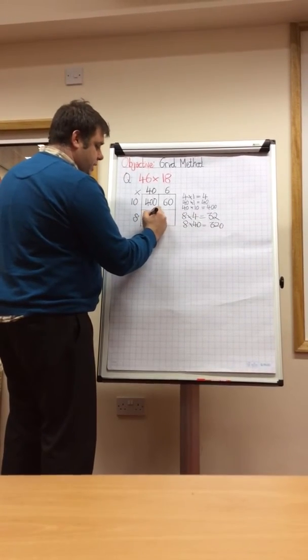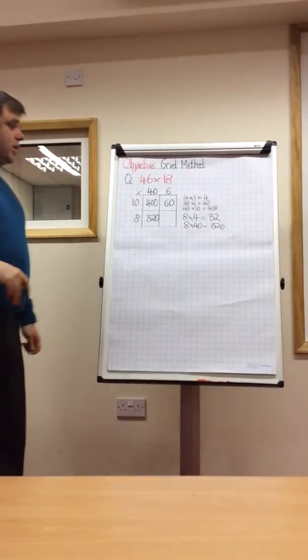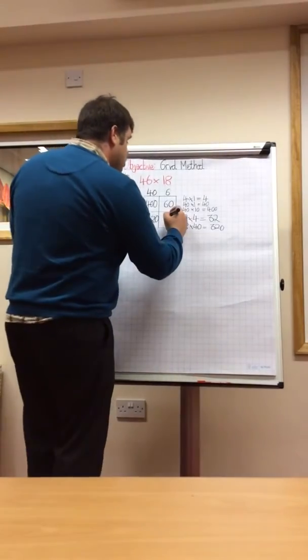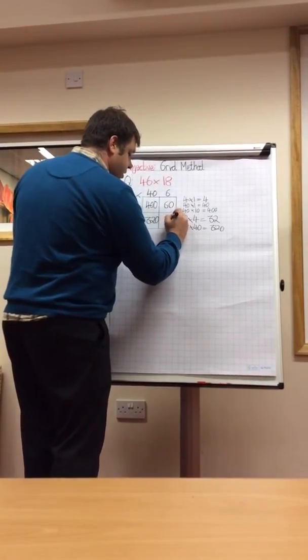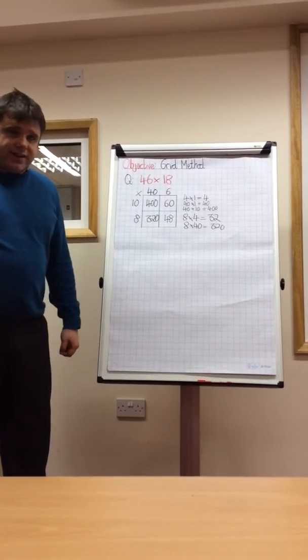Here's my 320. 8 multiplied by 6, well I know that 5 times by 8 is 40, so 6 times by 8 must be 48. If you add up these 4 numbers, you will get to the right answer.